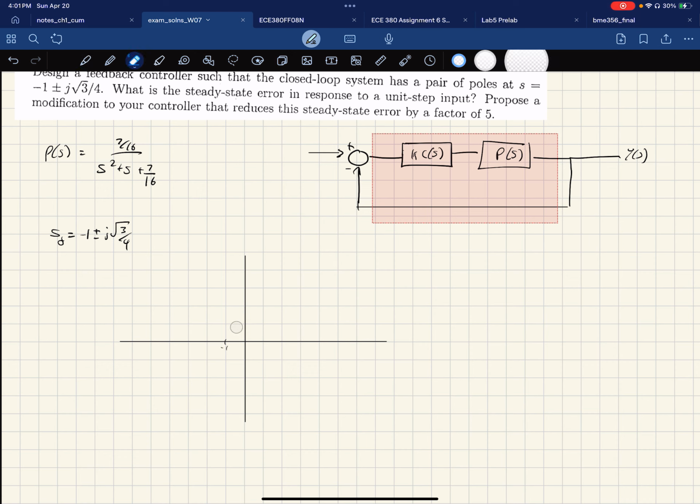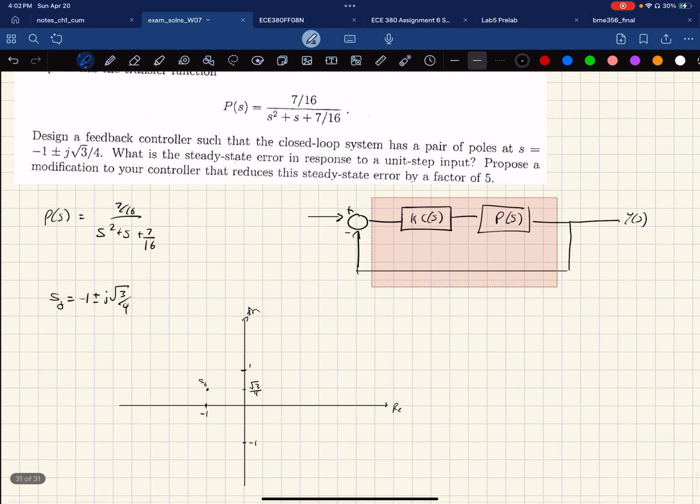Okay, let's expand the scale a bit. Here's -1. Here's 1. Here's the imaginary axis and the real axis, and so this would be around 0.4. So it would be somewhere up here. This is my desired pole at root 3 over 4.